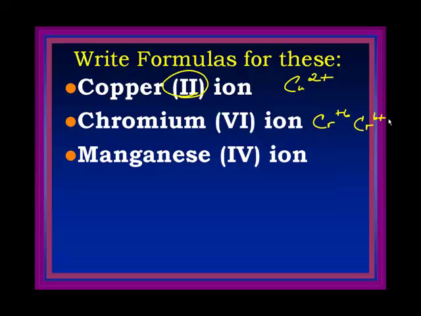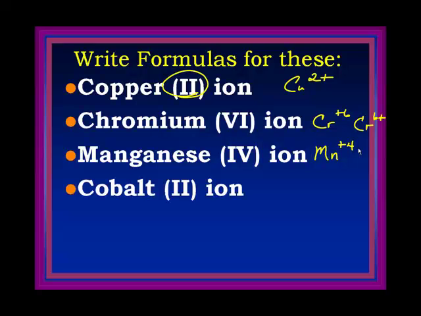Okay, manganese 4 ion. Don't confuse manganese and magnesium. Manganese is Mn, and then that Roman numeral 4, we change that there to a +4. Cobalt 2 ion, big C, little o, and a +2. Remember, you cannot have a big C and a big O. I'll be watching your letter size, making sure you're writing your symbols properly.